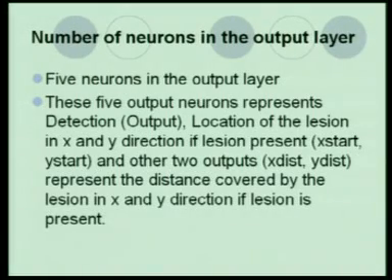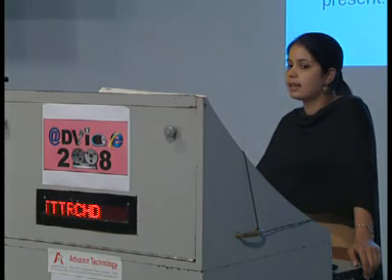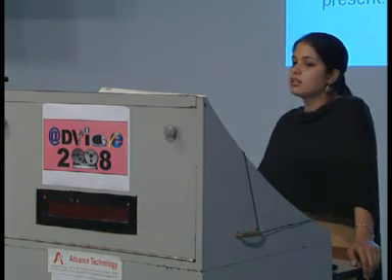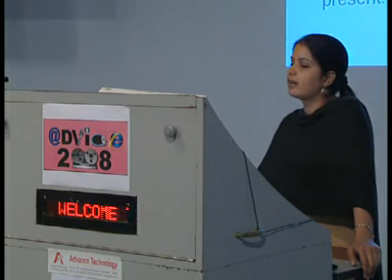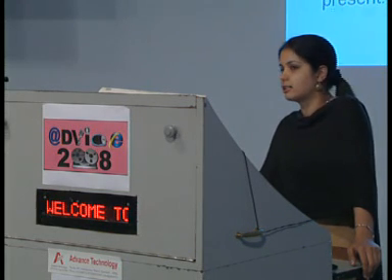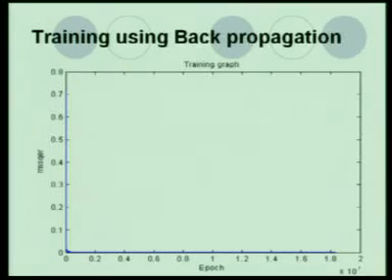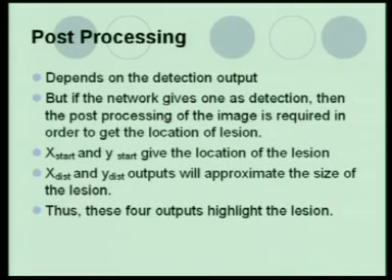The first output neuron in the output layer is the detection, which detects whether the lesion is present or not. If the lesion is present, then the location is given by X start and Y start, and the distance covered by the lesion in the X and Y direction is given by X distance and Y distance. This was the graph obtained after training of this fast neural network. The post-processing depends on the detection output. If the detection output was 1, then the post-processing was done in order to locate the lesion.